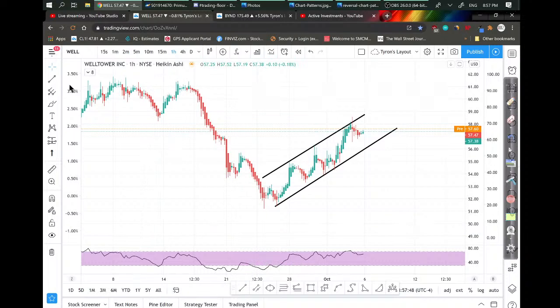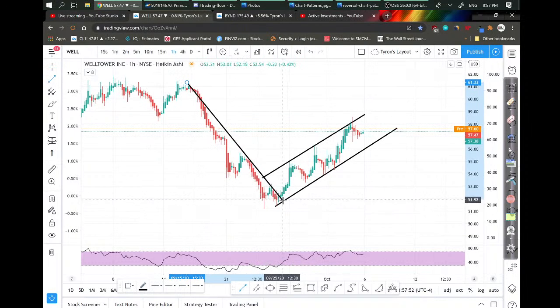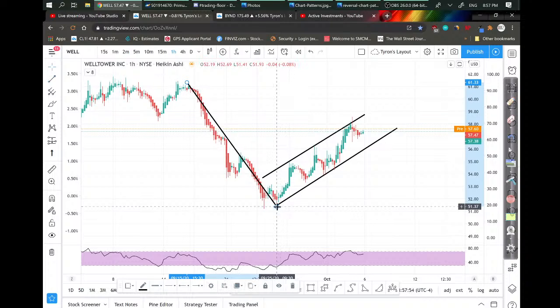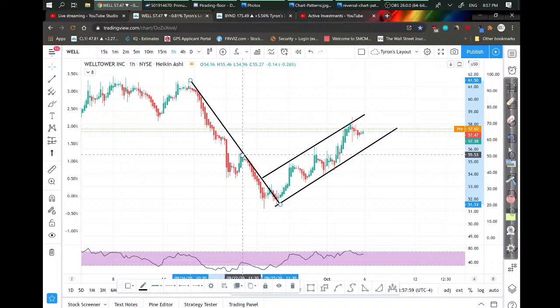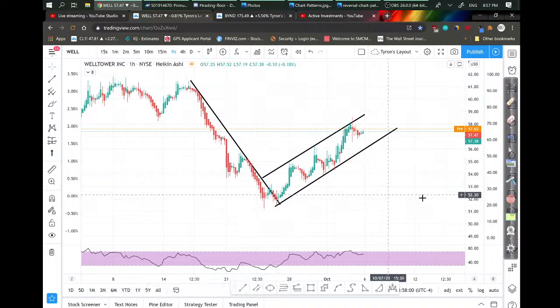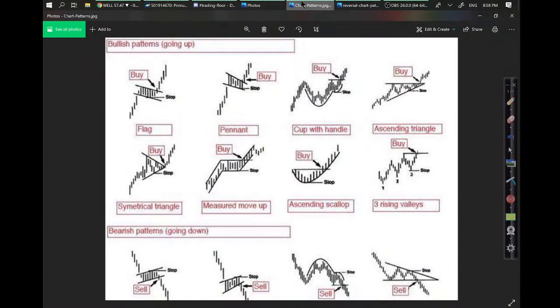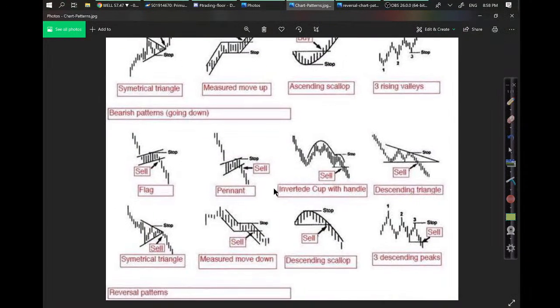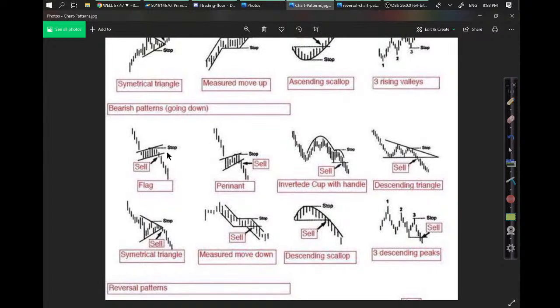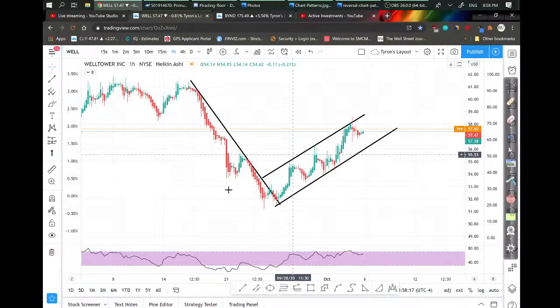You can see the clear downtrend, and you can pretty much see a flagpole. So this is a flag also. You can see boom, boom, boom, a flag. So it could be viewed differently, it could be viewed multiple ways. This is pretty much a bearish flag.